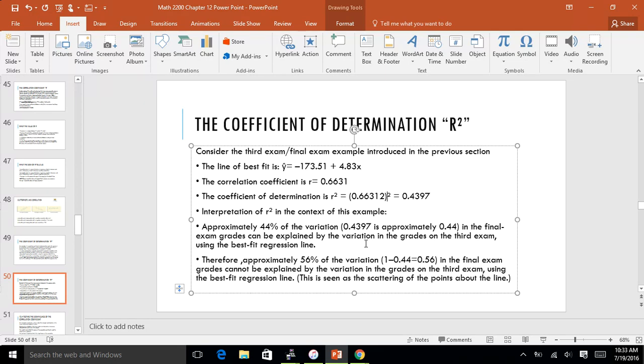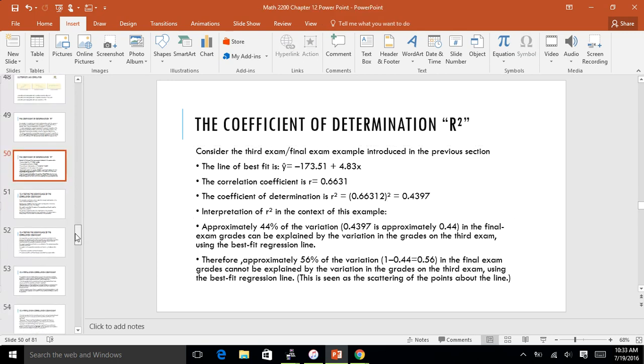So basically, but what does that mean? It means 44% of final exam grades are attributed to the third exam. That's okay, but that's not really explaining. That's not even more than half of what can explain it. So when I do 1 minus 0.44, I get 0.56, which means that 56% of the variation in final exam grades can't be explained by the third exam. So you've got to kind of think of it as this can be explained by this, but this can't be explained by this. So that's exactly what we're doing with R squared.